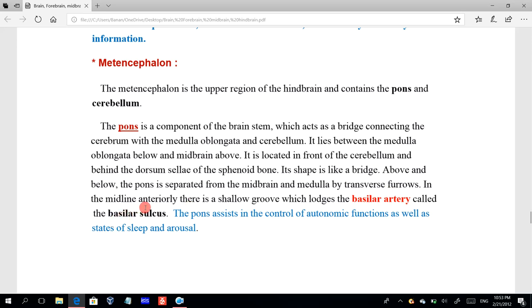In the midline of the pons anteriorly, there is a shallow groove which lodges the basilar artery. If you remember, when we talked about the basilar artery, it is formed by the union of two vertebral arteries, and it passes on the basilar part of the occipital bone, in relation to the pons. In the midline of the pons, there is a small depression, and within this shallow groove, the basilar artery will ascend in the cranium. This groove on the ventral aspect of the pons is called the basilar sulcus. The pons assists in the control of autonomic functions as well as states of sleep and arousal.